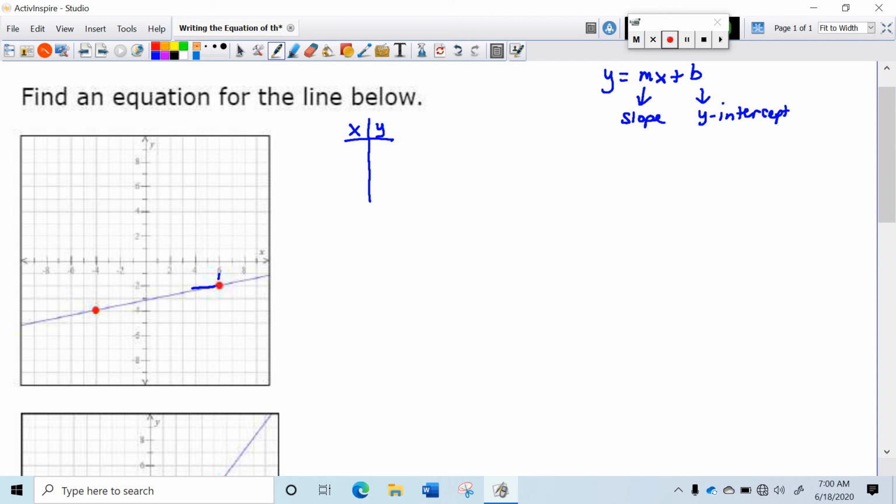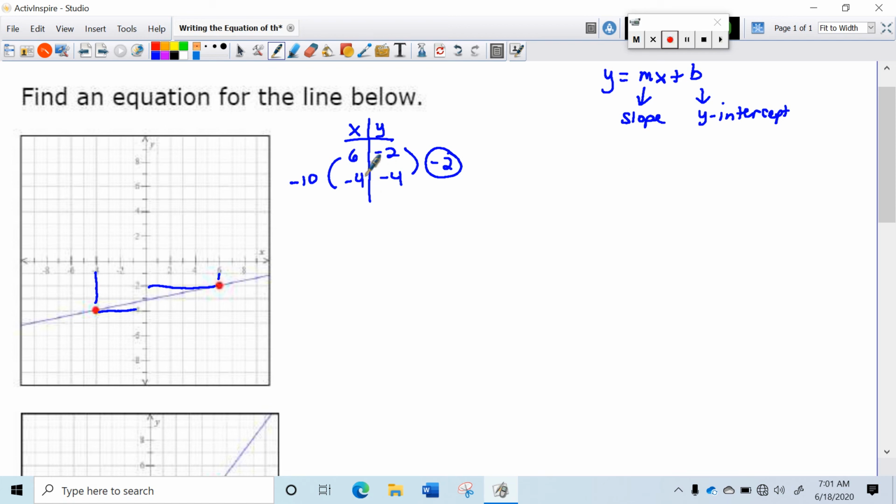So 6, -2, and this one is -4, -4. I'm going to find the difference between the y's. To get from -2 to -4, you have to subtract 2. And to get from 6 to -4, to get from 6 to 0 is 6, and from 0 to -4 is 4. So you subtracted 10 there.